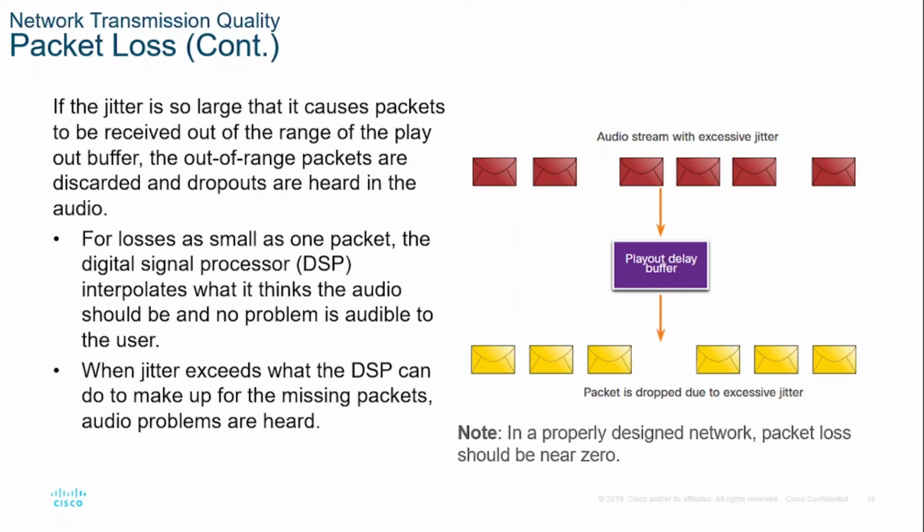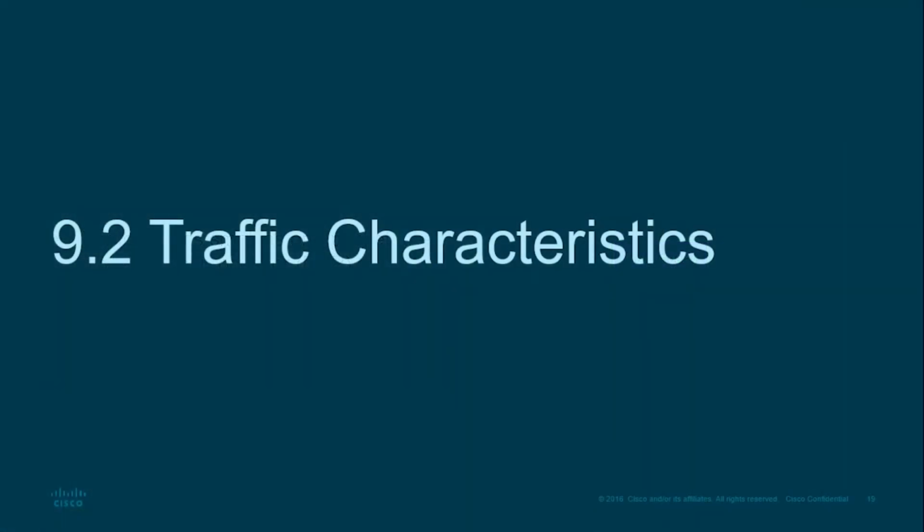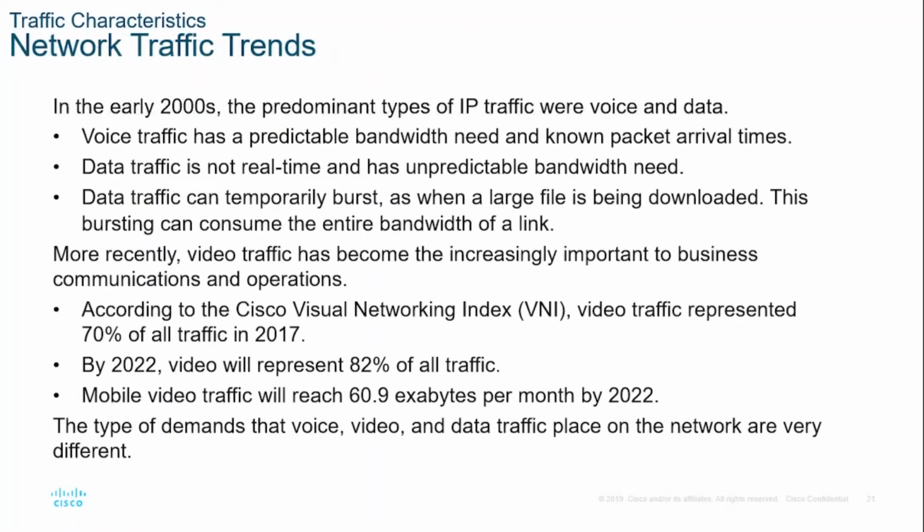And let us move on to the network traffic trends. What are the traffic trends nowadays? In the previous topic, we learned about network transmission quality. Now in this topic, we learn about the traffic characteristics such as voice, video, and data. In the early 2000s, the predominant types of IP traffic were voice and data.